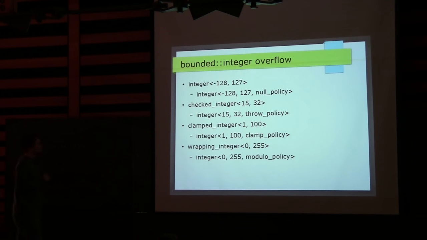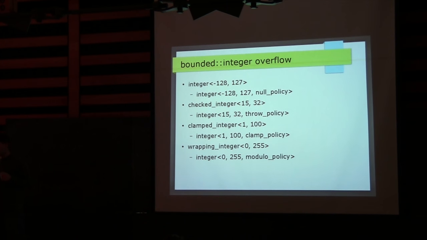I mentioned there were different policies. You can say null policy, throw policy, clamp policy, modulo policy. So this top one up here is very similar to int8_t. This bottom one is very similar to uint8_t, except that you can combine them much better with other operations. I gave a full presentation on this last year. If you're interested, you can watch that.